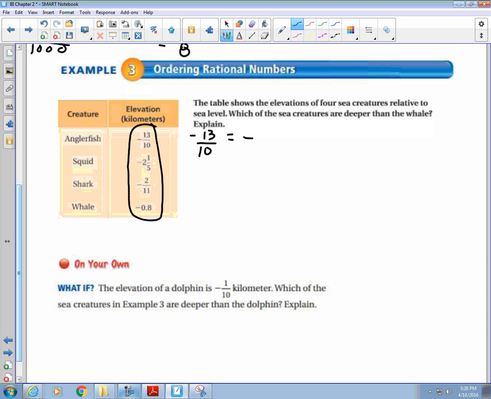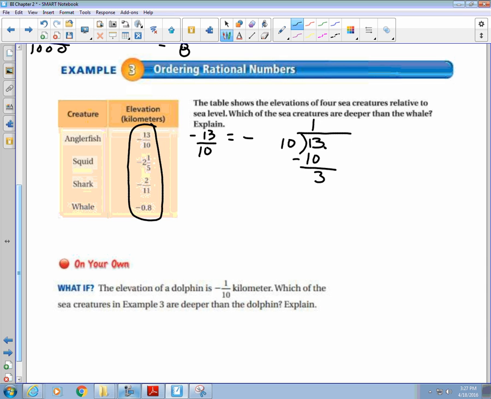I know that the numerator goes inside the house. So let's do it over here. So the 13 goes in the house and the 10 goes outside the house. How many times does 10 go into 13? It goes in once, and that would be 10. 13 minus 10 gives me 3.